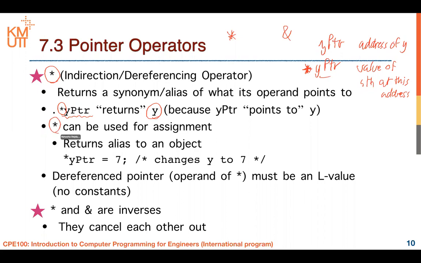Star sign or asterisk can be used for assignment as well. If you want to store a value at the location Y pointer, you can use star YPTR is equal to 7, and Y will change to 7. This is called dereferencing pointer. Star is dereferencing pointer. Ampersand and star are inverses; they cancel each other.